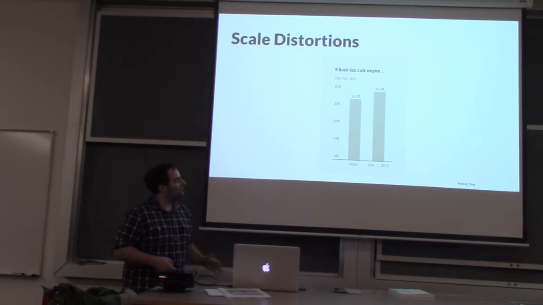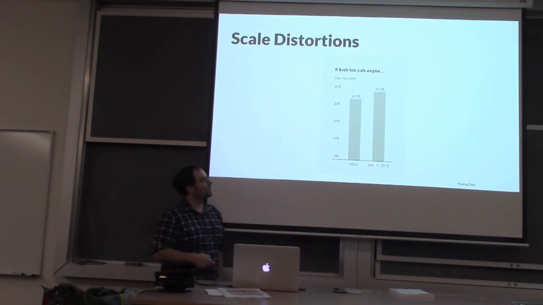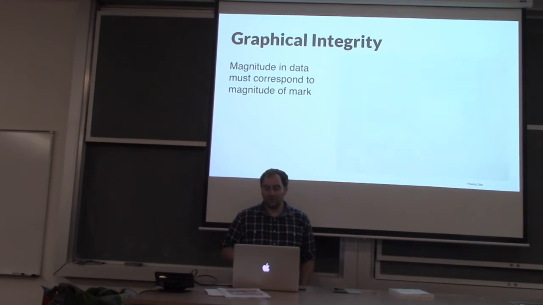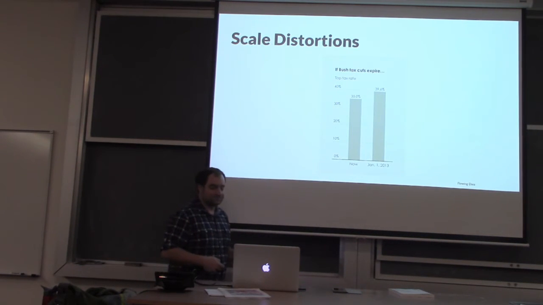Like if you showed it from a neutral zero axis, you can see that this change, of course, the numbers, it's 4% more, that was correct here, but the perception is very different.